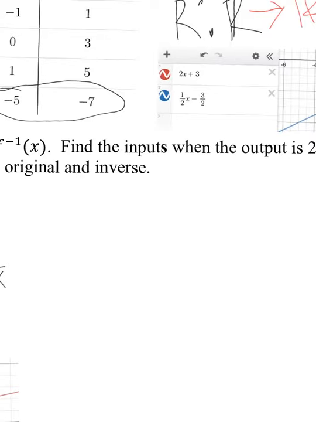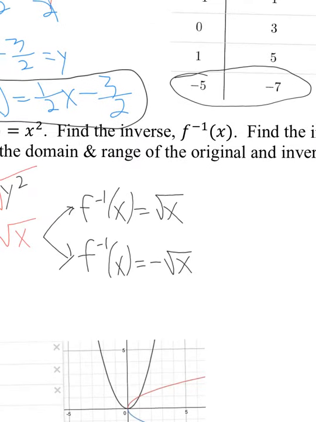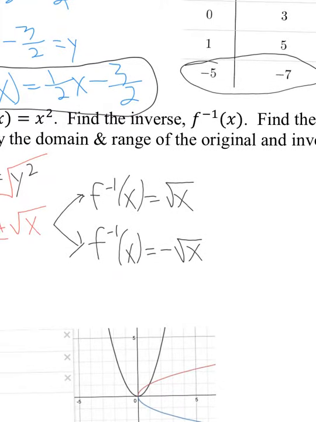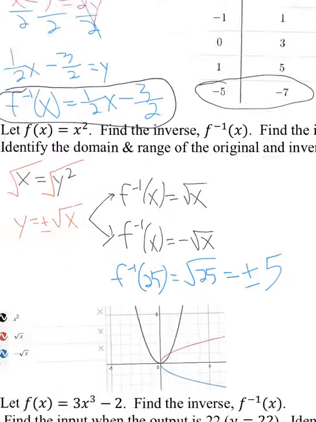And so here I said find the inputs, and then I purposely bolded the S because you're going to have more than one answer when the output is 25. So just think of it like this. What is the square root of 25? And remember, anytime we take the square root, we say plus or minus. In this case, 5. So I get positive 5 and negative 5. So those are my two answers. That's why I have inputs, okay?